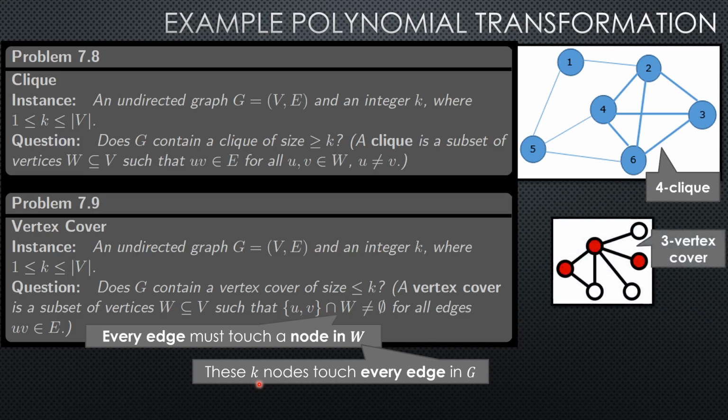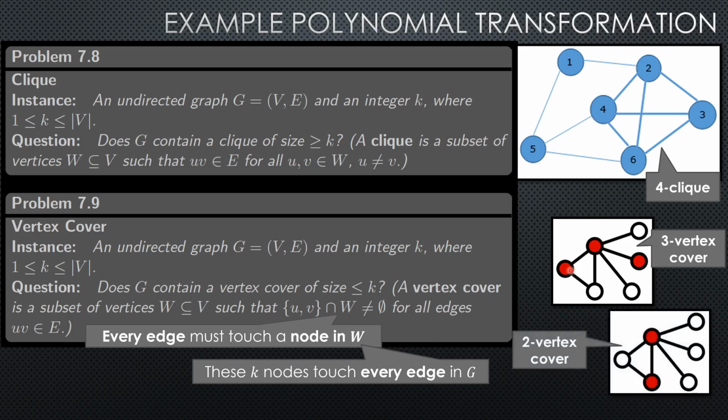So for example, here's a graph with a 3 vertex cover. You can check this is a vertex cover, right? This vertex touches these two edges. This vertex touches all of those edges. So every edge in the graph is touched, in fact, only by these two vertices. So actually, there's a 2 vertex cover as well. There are multiple 2 vertex covers here. Here's one of them. These 2 vertices will touch every edge in the graph.